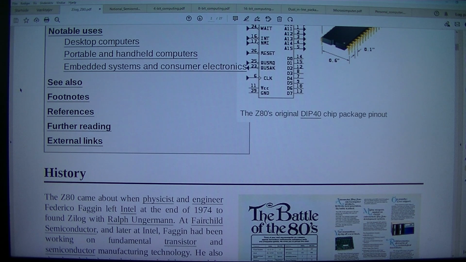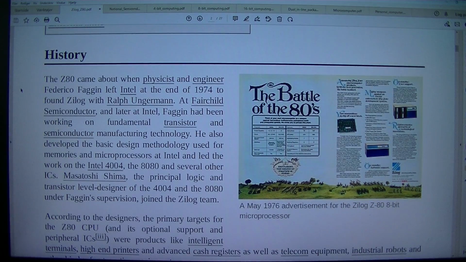External links. History. A May 1976 advertisement for the Zilog Z80 8-bit microprocessor. The Z80 came about when physicist and engineer Federico Faggin left Intel at the end of 1974 to found Zilog with Ralph Ungermann. At Fairchild Semiconductor, and later at Intel, Faggin had been working on fundamental transistor and semiconductor manufacturing technology. He also developed the basic design methodology used for memories and microprocessors at Intel and led work on the Intel 4004, the 8080 and several other ICs.